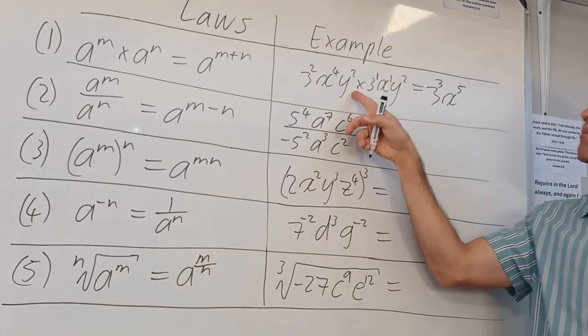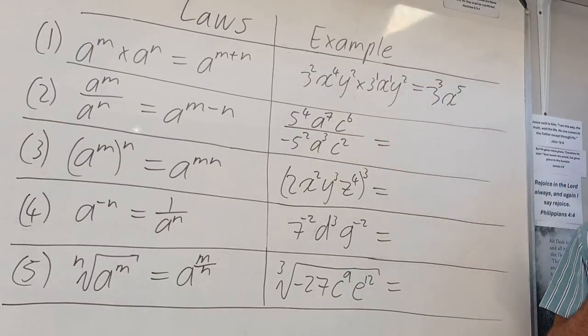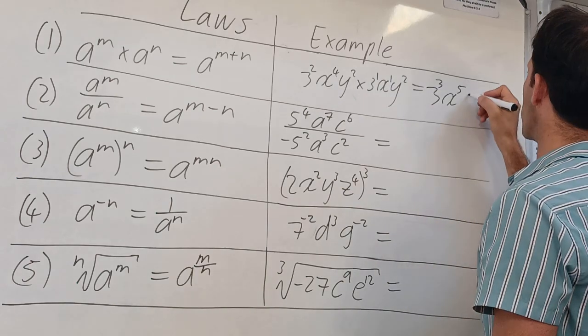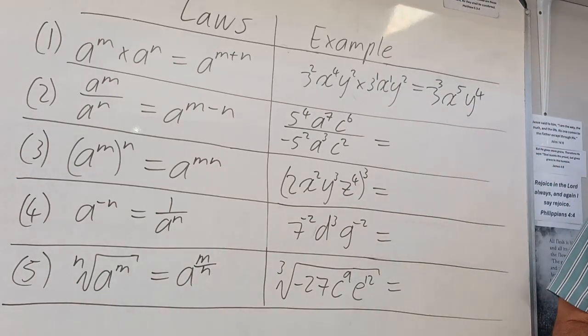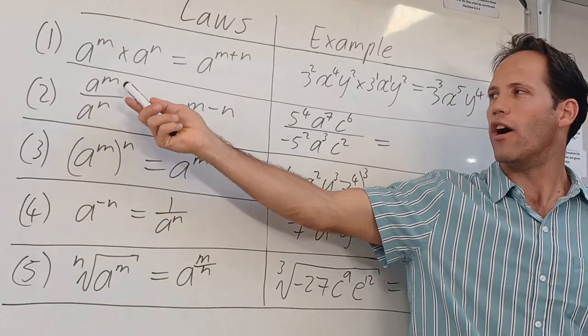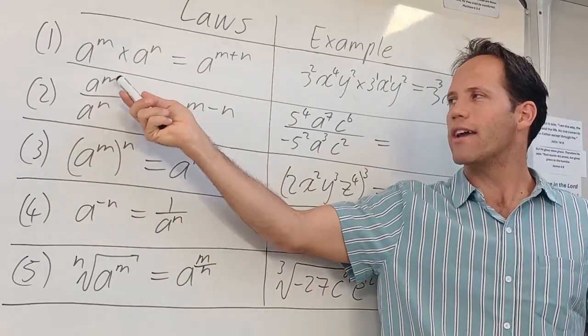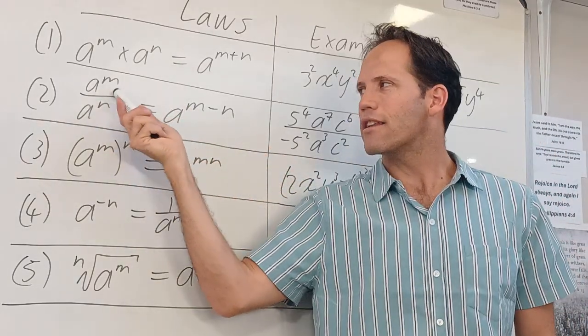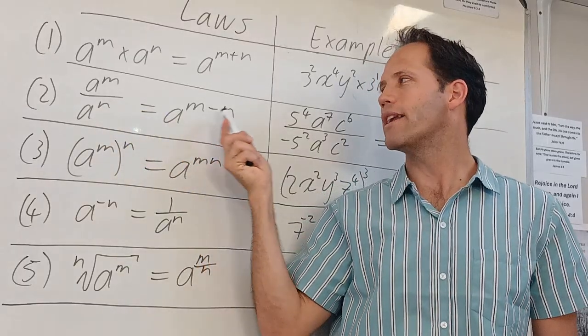And then y to the power 2 times y to the power 2. We're multiplying, so 2 plus 2, you add, gives you y to the power 4. Okay. That's how you use law number 1. The first and most important law. Okay. The second law, when you divide, you subtract. A to the power m divided by a to the power n is a to the power m minus n.